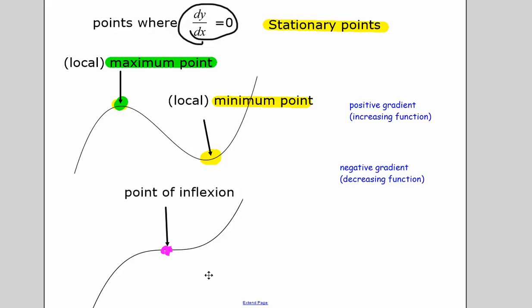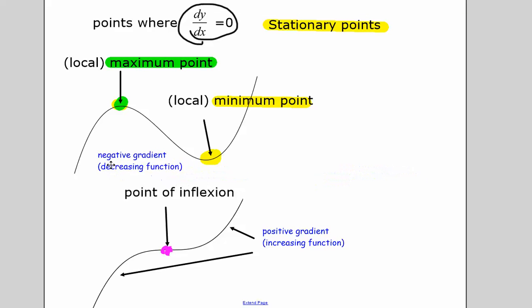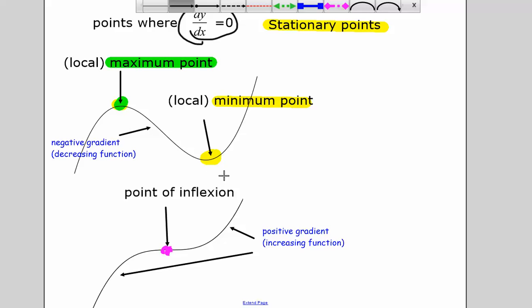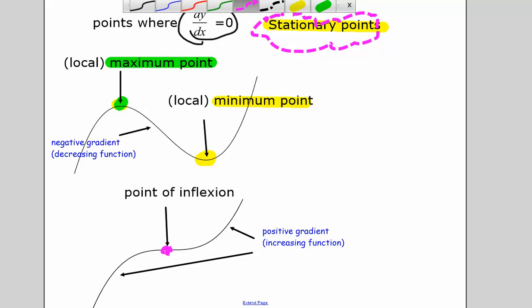We've also got another bit of terminology. Where we've got a positive gradient, we call it an increasing function. So for example, this would be an increasing function, and this would be increasing. Where we've got a negative gradient, we call it a decreasing function. An example of that would be this part of the curve between the maximum and the minimum. So those are our three types of stationary points, and they're all called stationary points.